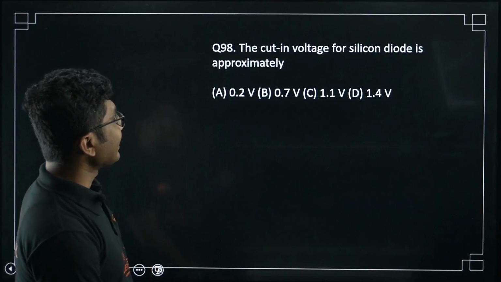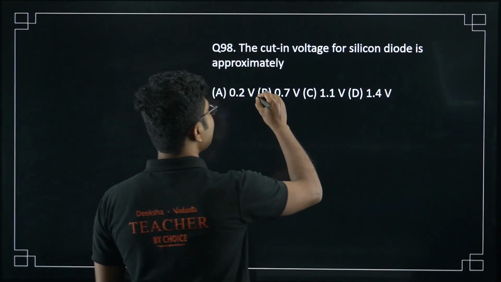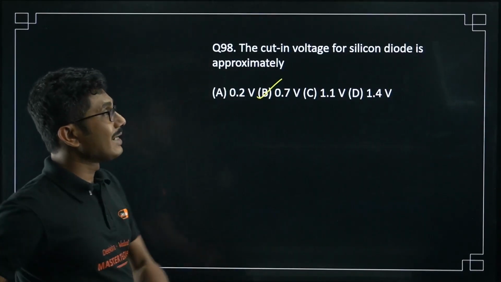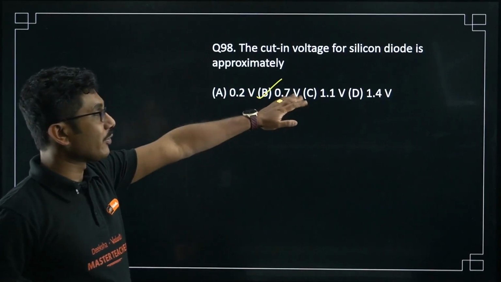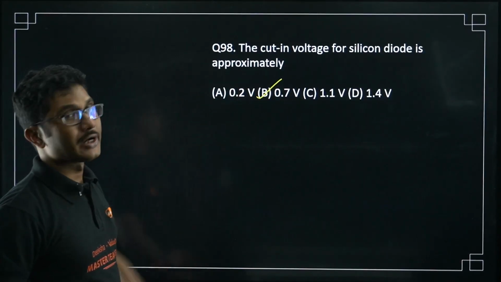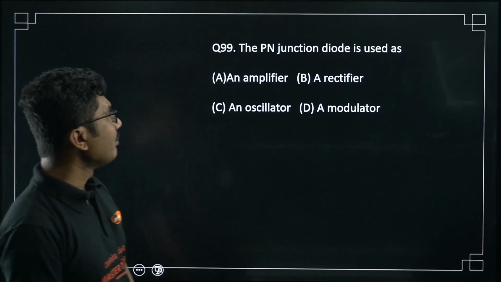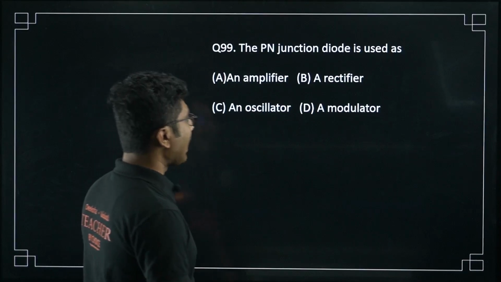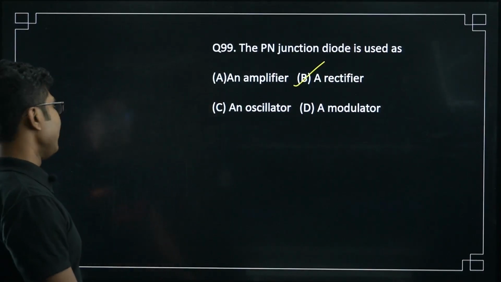Next, the cut-in voltage for a silicon diode approximately. The silicon diode cut-in voltage is approximately 0.7 volt. Now cut-in voltage and the band gap are different. Band gap is 1.1 electron volt, whereas cut-in voltage is 0.7 volts. PN junction diode is used as an amplifier, a rectifier, an oscillator, and a modulator. It is mainly used as a rectifier.